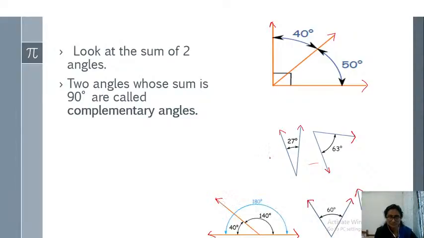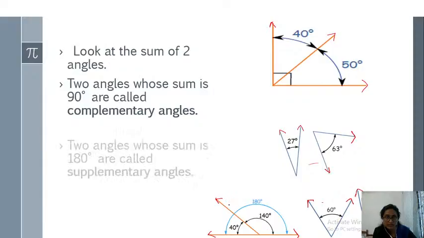Now, look at this figure. So, here 40 degree and 140 degree. Then the sum is 180 degree. So, in the second case 60 degree and 120 degree. Again the sum is 180 degree. In that case we will call it as supplementary angle. This pair of angles is called supplementary angles.